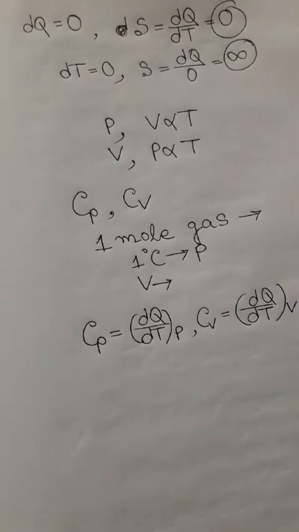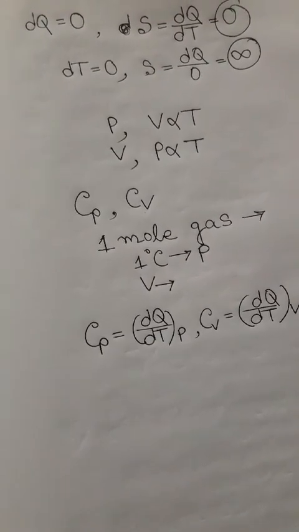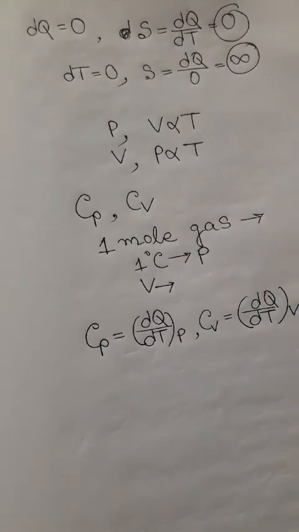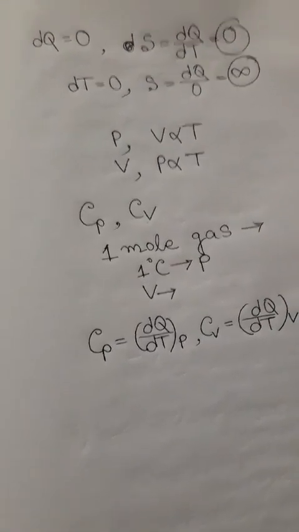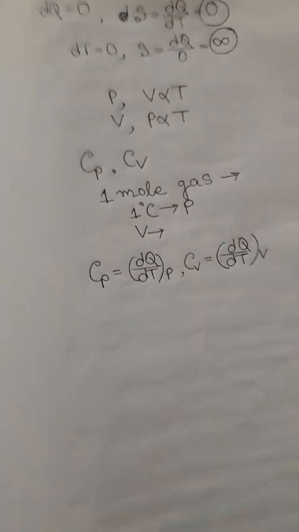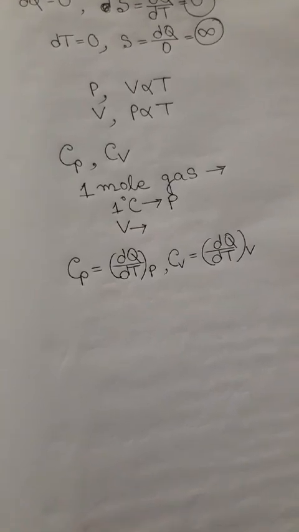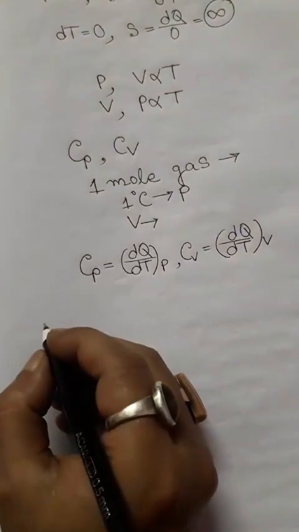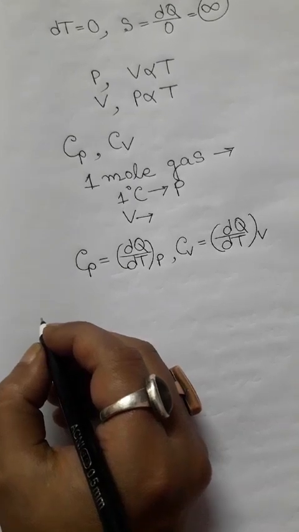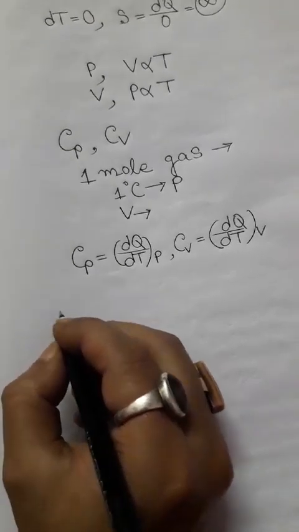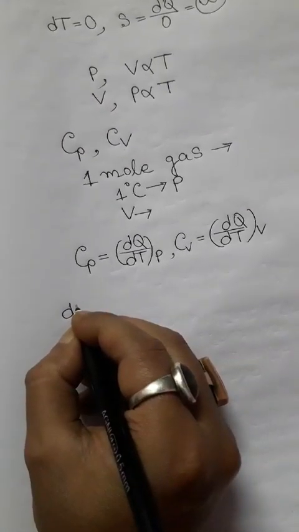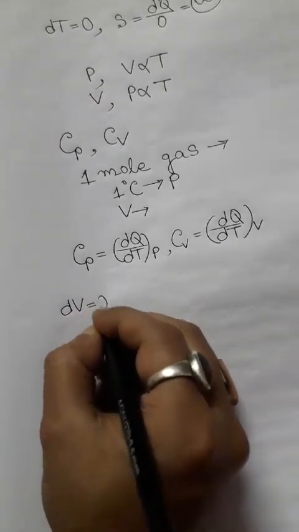Now one thing has to be remembered: which one is greater, Cp or Cv? This is an important question to all HS and graduate students, which specific heat is larger and why. Now let us explain this. Suppose we want to increase the temperature of 1 mole of gas by keeping volume constant. So if volume remains constant, then dV equals 0.